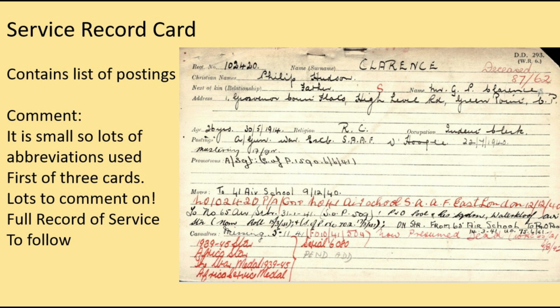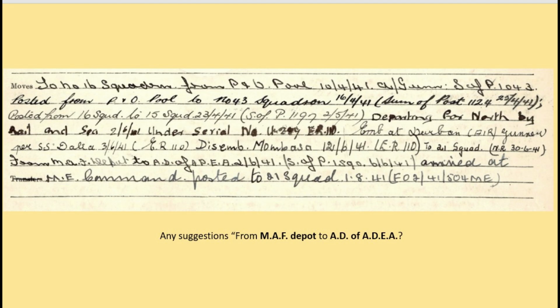In the case of Philip Hudson Clarence, there are in fact 3 cards, and I'm not going to show you each of the cards because I had to basically extract details from them. And a bit later on, I'll be showing you where he served and how long he served and so on.